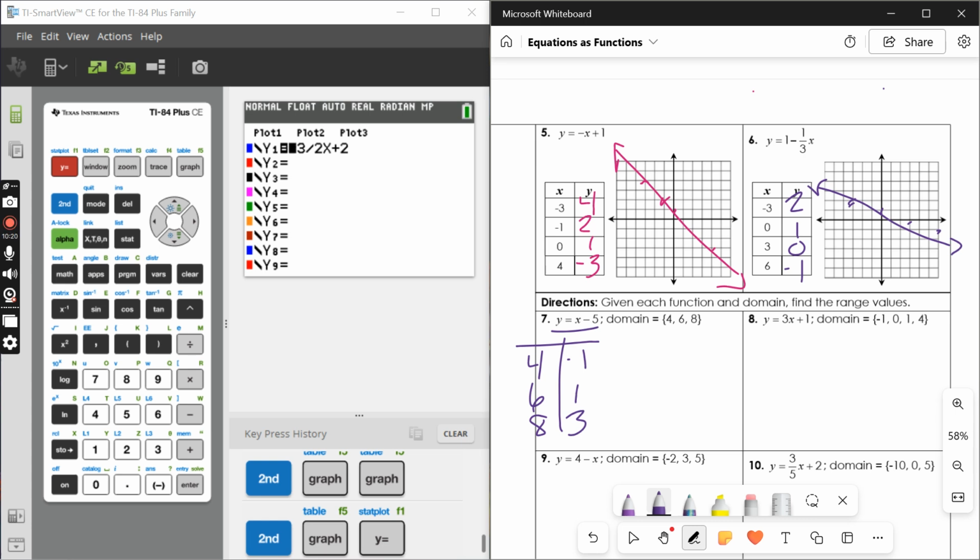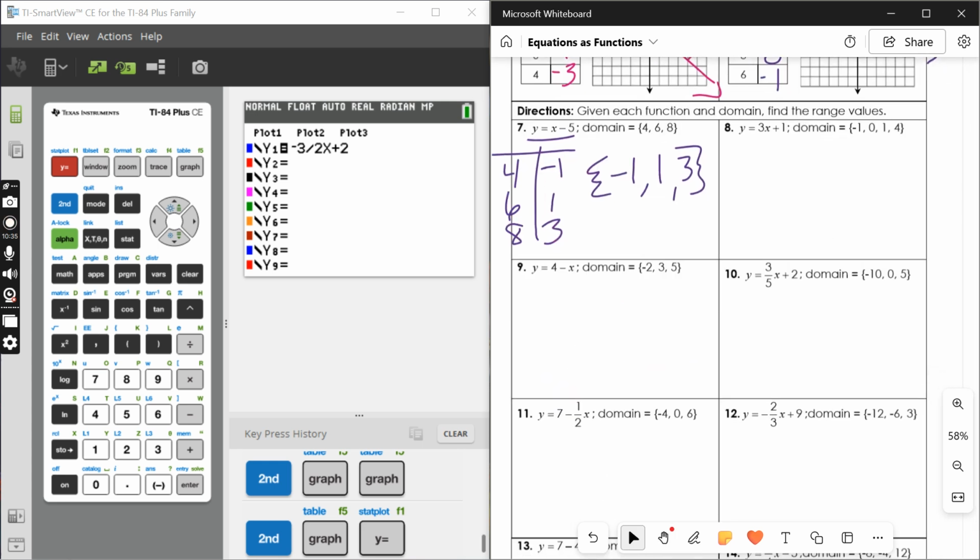The last thing that we have to do though is we have to write this as a range of values. And the way that we do that is we do smallest to largest in curly brackets. So that would be negative 1, 1, 3. And if a number repeats, we just don't write it as a repeat. Okay? So we're going to do the same thing with the next one.